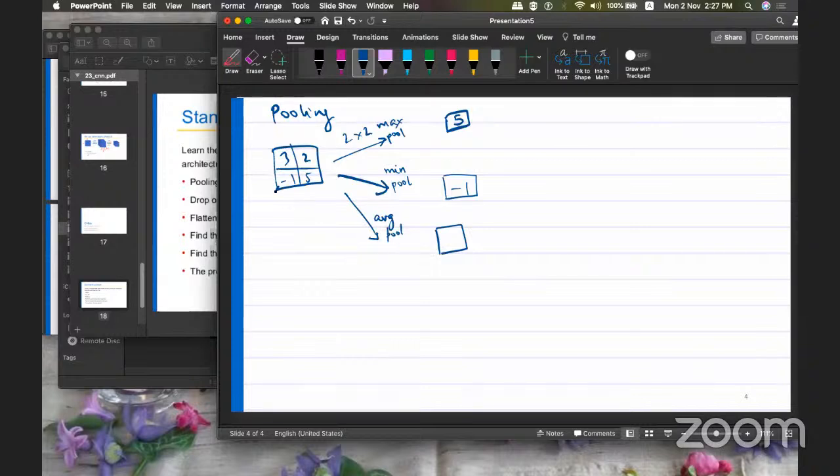Okay, good. So basically I average these numbers. 3 plus 2 is 5, plus 5 is 10, minus 1, 9, 9 upon 4. Yeah, 2.25, good. Yeah, that is average pooling. I think you understood the concept very nicely.